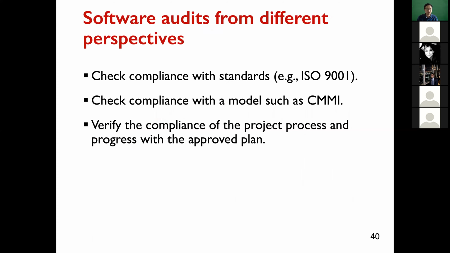So what can we do using software audits? We can use it from different perspectives. First is to check compliance with standards. So we want to determine whether our process follows the standards. The standards are the criteria. Second is to check compliance with a model such as CMMI. CMMI is a model to improve the software development process. The CMMI is the criteria.